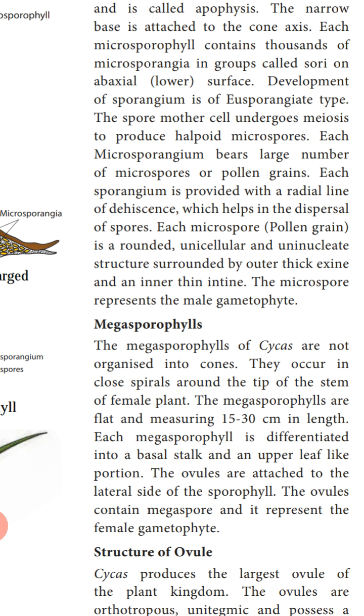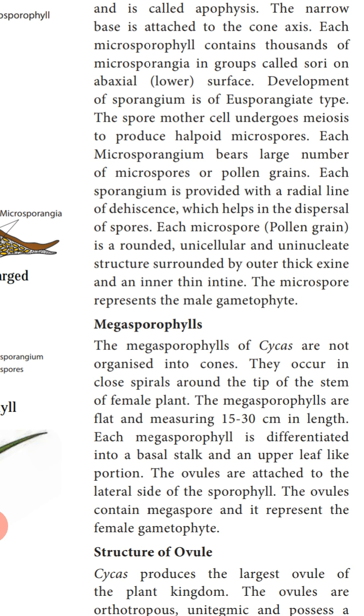These megasporophylls are also present at the tip of the plant, but they are arranged spirally and are not forming a cone. The megasporophylls are flat, measuring 15 to 30 centimeters in length. Each megasporophyll is differentiated into a basal stalk and an upper leaf-like portion. The ovules are attached to the lateral side of the sporophyll.